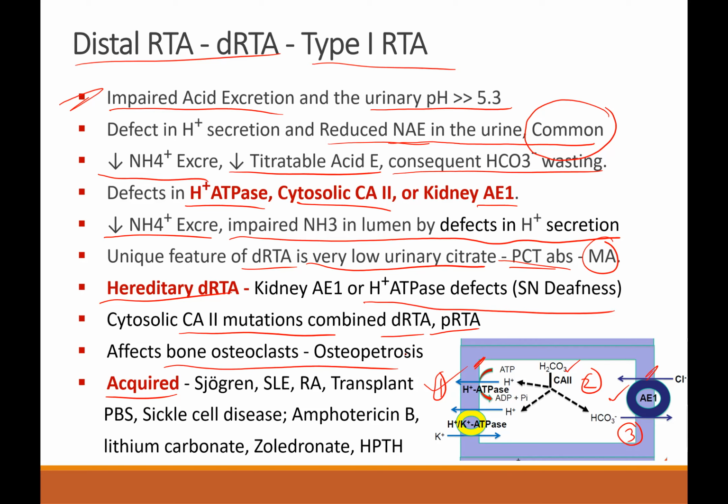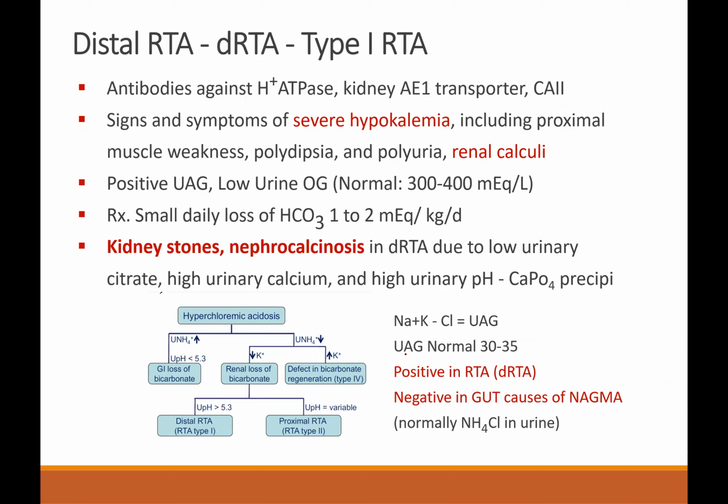These are the causes. It's not over yet because we should know the clinical features and also the treatment. Now, sometimes antibodies against the HATPase may be demonstrated, or AE1 transporter antibodies may be demonstrated, or carbonic anhydrase 2 antibodies may be demonstrated. It could be an autoimmune injury to those particular areas like the HATPase, the AE1 transporter, or the carbonic anhydrase.